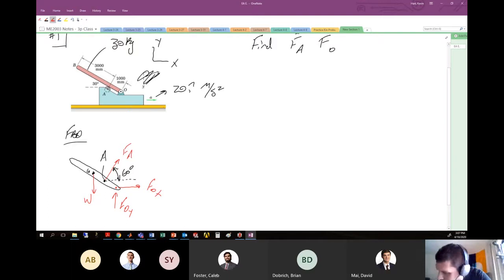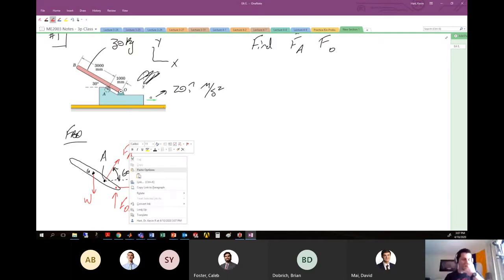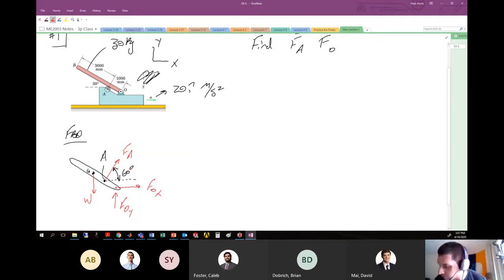So remember that if you have a roller, the force that comes from a roller is directly perpendicular to the object. So here we have a roller perpendicular to the object there, which gives us that force at A, at 60 degrees with the horizontal. All right, we've got to marry this with our kinetic diagram.